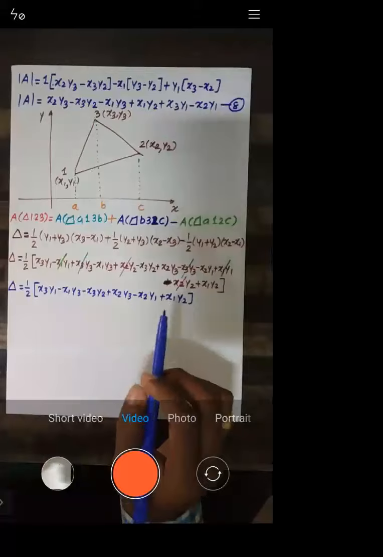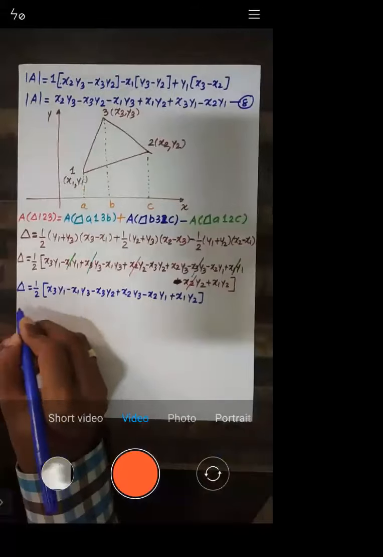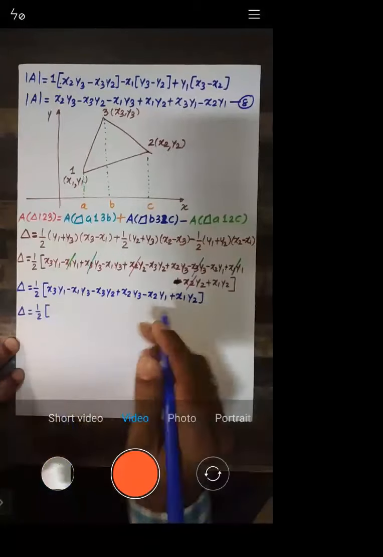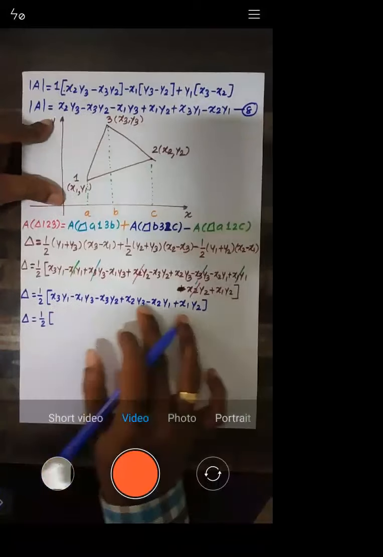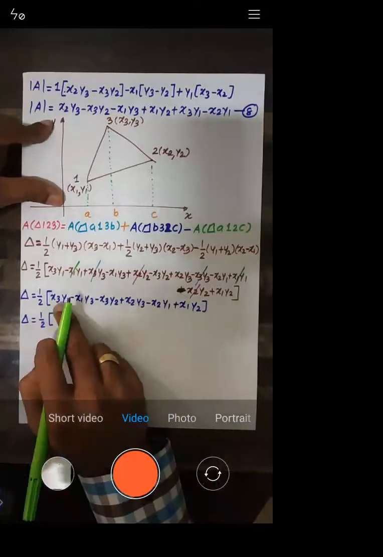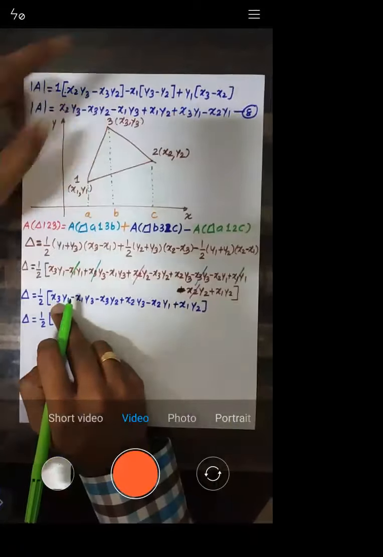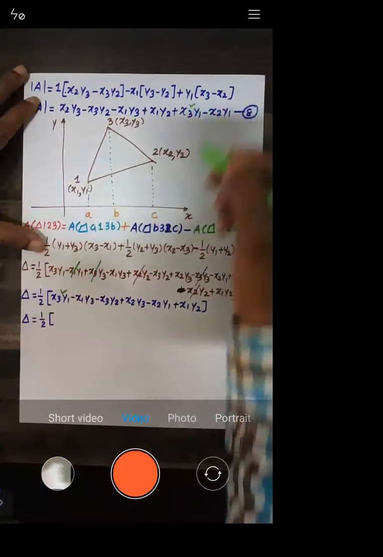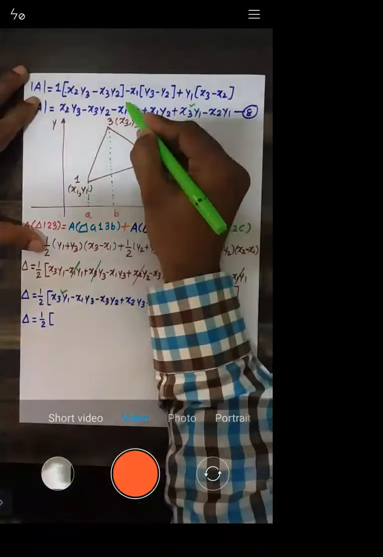Right. So now see, all of you just compare it. Delta is given by half into x3 y1. Let us check whether the terms of this expression are coming there. x3 y1, is it here? It is there, right? Plus x3 y1, it is there. I'll mark it. Minus x1 y3, it is here, right?